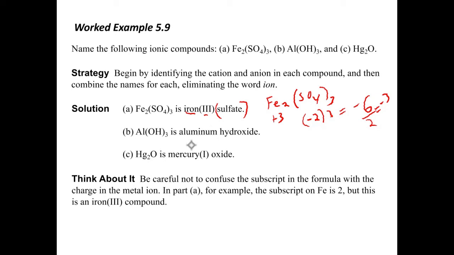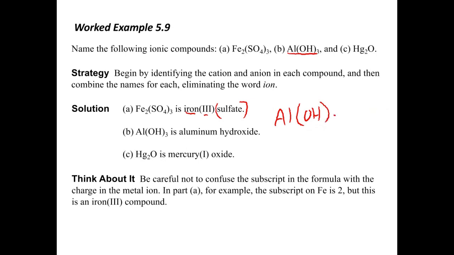Okay, so what if we have an ion that doesn't have more than one charge? So here we have AlOH3. I'll get rid of this so I have some room to write. Well, I know aluminum has to be +3. I know hydroxide has to be -1. So I have 2 ions that only have 1 charge, so I really don't have to indicate anything here. Since aluminum can only be +3, I just write the word aluminum. So no need to write Roman numerals.